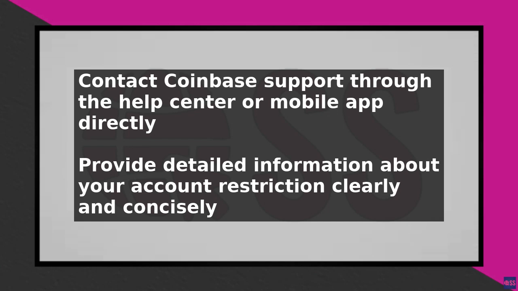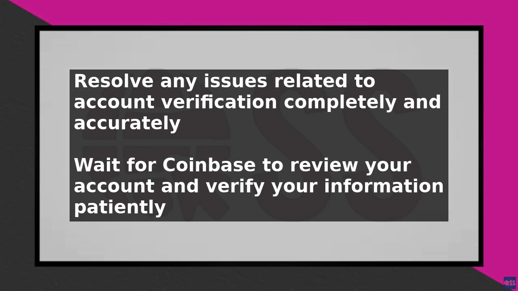Step 4. Wait for Coinbase to review your account. This process may take several days, so be patient. Coinbase will investigate your account activity and verify your information. Once the review is complete, your account will be unrestricted or you will be notified of any further requirements.